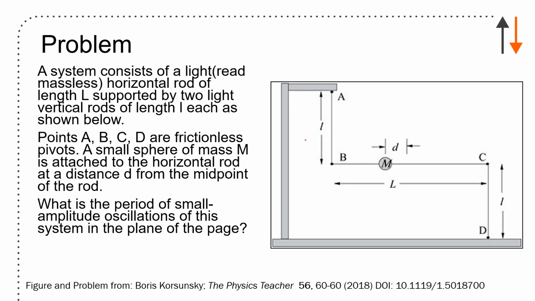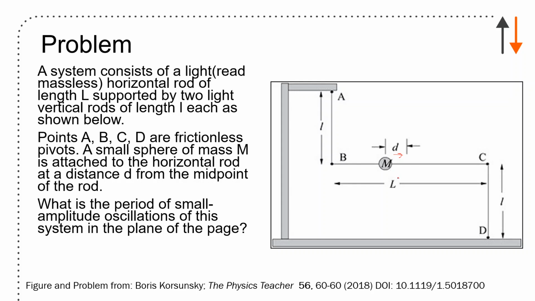So points A, B, C, and D are frictionless pivots. And a small mass or sphere of mass m is attached to the horizontal rod at a distance d from the midpoint. What is the period of small oscillations of the system in the plane of the page? So it's been sort of displaced from the center.